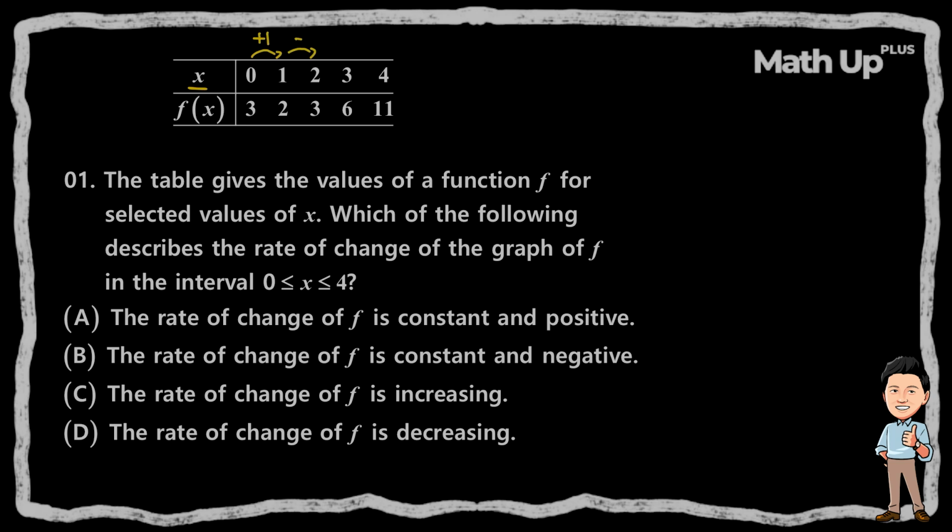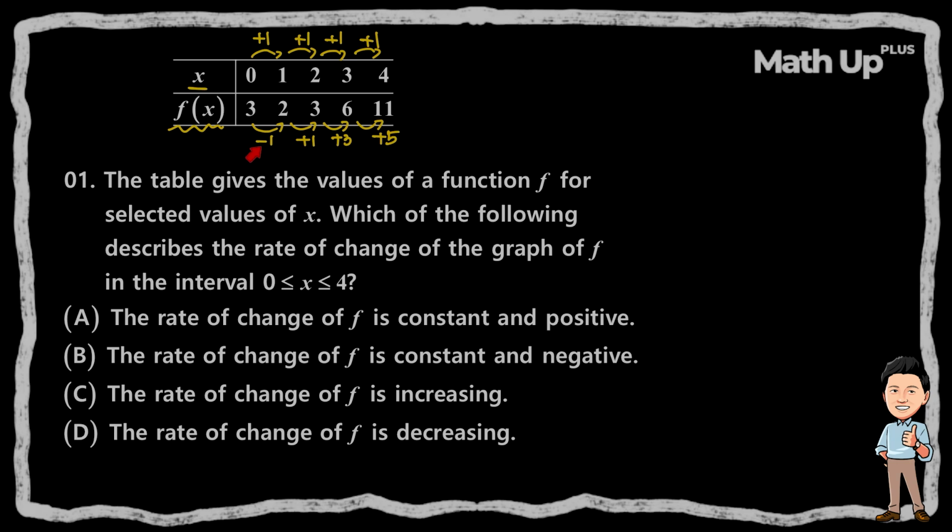So plus 1, plus 1, plus 1, plus 1. Now, if we look at the values of f of x, it decreases by 1. Now it increased by 1. It increased by 3. It increased by 5, right? These values are the average rate of change of f.